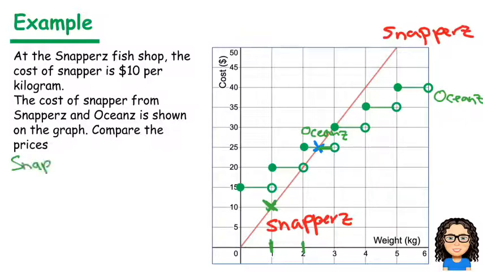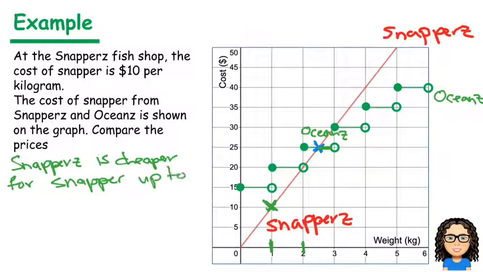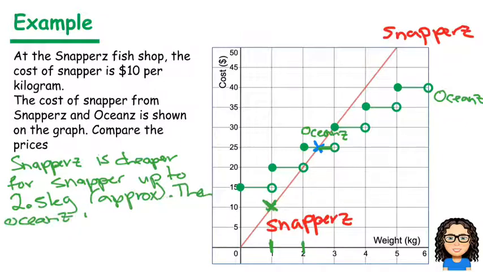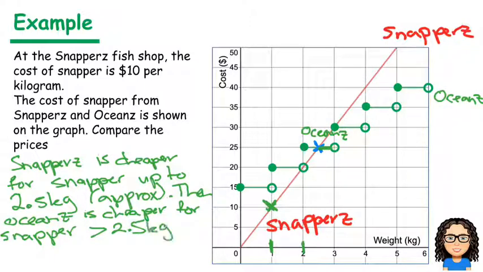So that's the first comparison I want to note. So I'm going to say Snapper's is cheaper for a snapper up to about 2.5 kilo approximately. Then Oceans is cheaper for a snapper more than 2.5 kg. And there's our comparison.